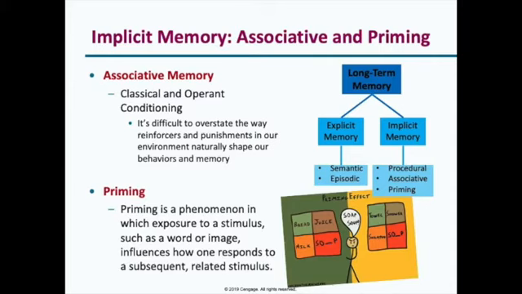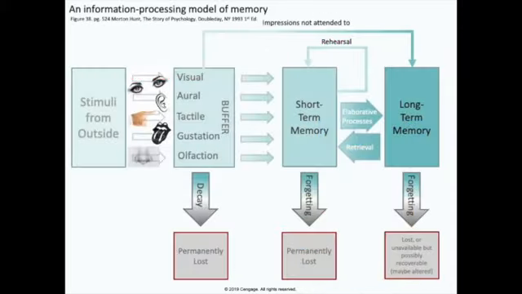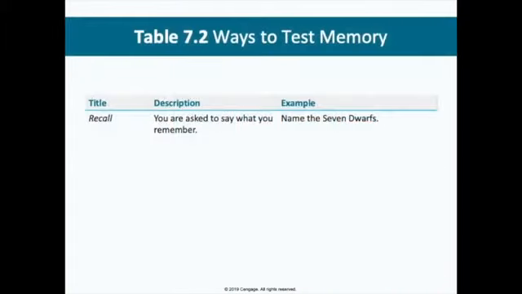Slide 32. So now we've gone over all of the modules that exist in this information processing model of memory. Now let's go into, as psychologists, how do we test all these different kinds of memories that exist in these processors? Slide 33. The main methods of testing memory include recall, cued recall, recognition, savings, and implicit memory.